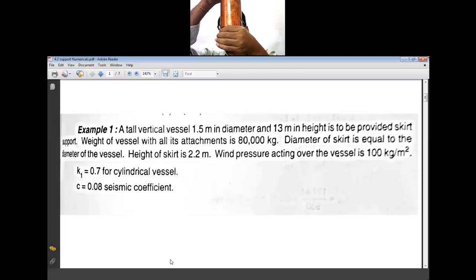A tall vertical vessel of 1.5 meter in diameter and 13 meter in height. Let us assume that this vessel is having a diameter of 1.5 meter and total height of 13 meters. It is to be provided with a skirt support. The weight of the vessel and its content is 80,000 kg. So the weight of the vessel, that is 80,000 kg, that data is provided.